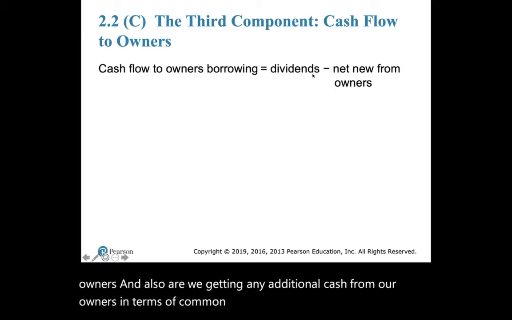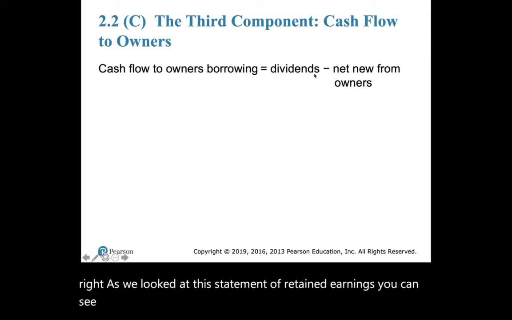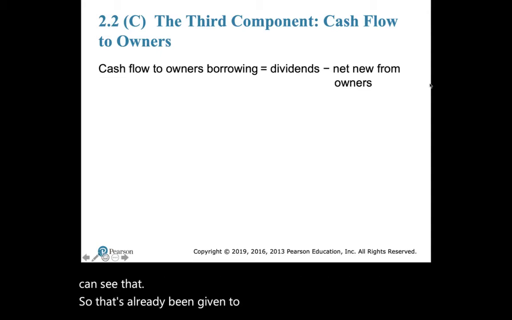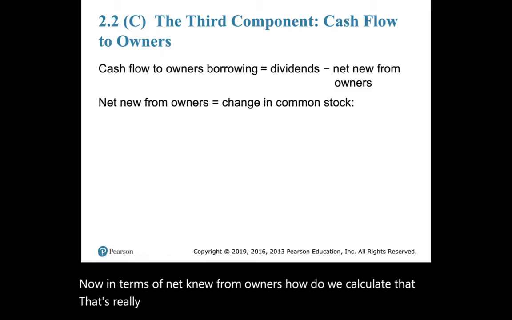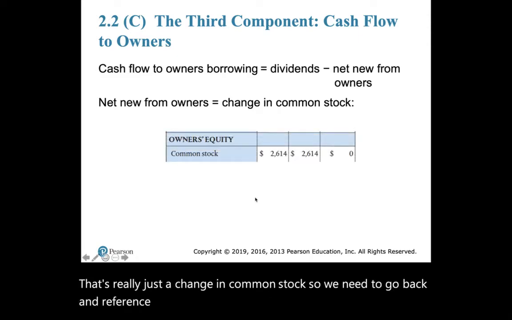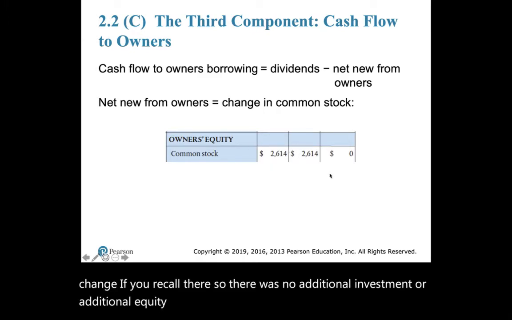So again, dividends is given to us, right? And if you looked at the statement of retained earnings, you can see that. So that's already been given to us in this example. Now, in terms of net new from owners, how do we calculate that? Well, that's really just a change in common stock. So we need to go back and reference the balance sheet. And if you recall, there was no additional investment or additional equity provided by the owners. So that's why you see that there was no change.